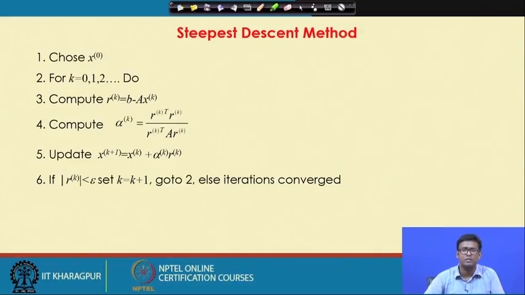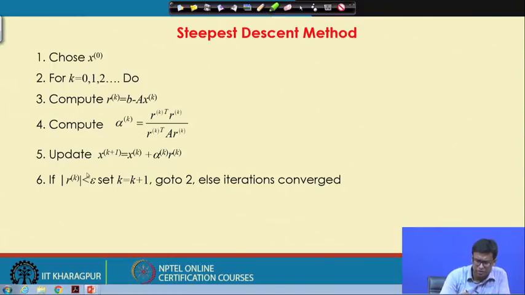I have to see whether b minus A x is equal to 0. If b minus A x is a very small value, then the iteration has ended. If it is not a very small value, then set k equal to k plus 1 and go back to the second step and try again for convergence of the iterations. Otherwise, if r k is a very small number, then you say that the iterations have converged and you have reached the right solution.